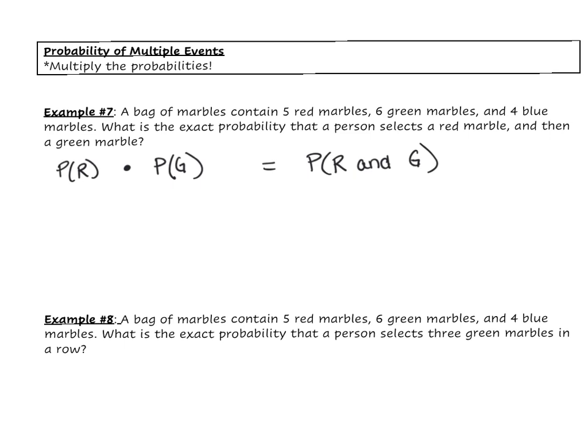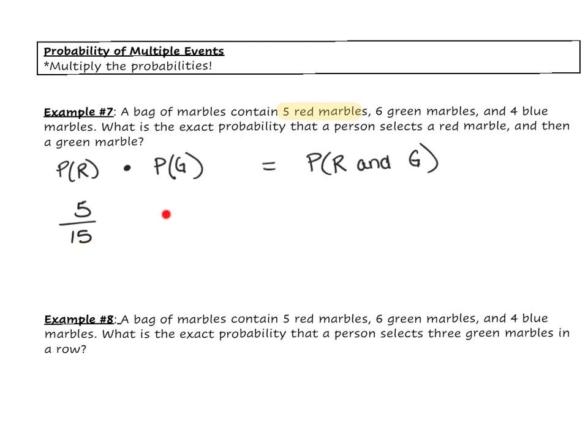So the probability that I get red, well, the bag contains 5 red marbles. What's the total? All we have to do is add up these options, right? 5 and 6 is 11, 11 and 4 is 15. So there are 15 total marbles, 5 of them are red. So the chances of picking out a red is 5 out of 15.